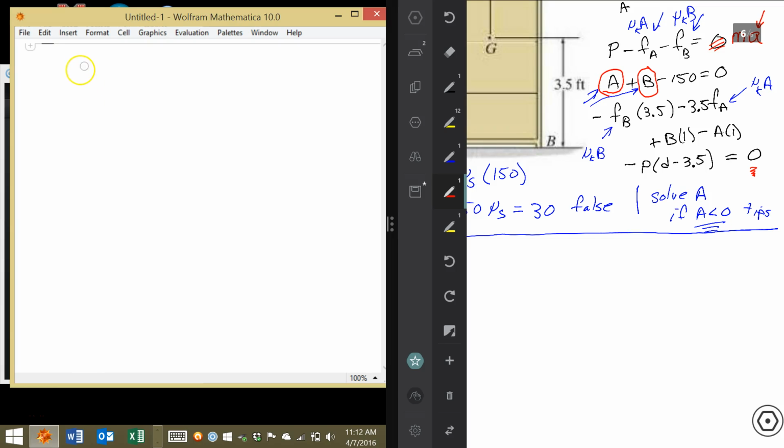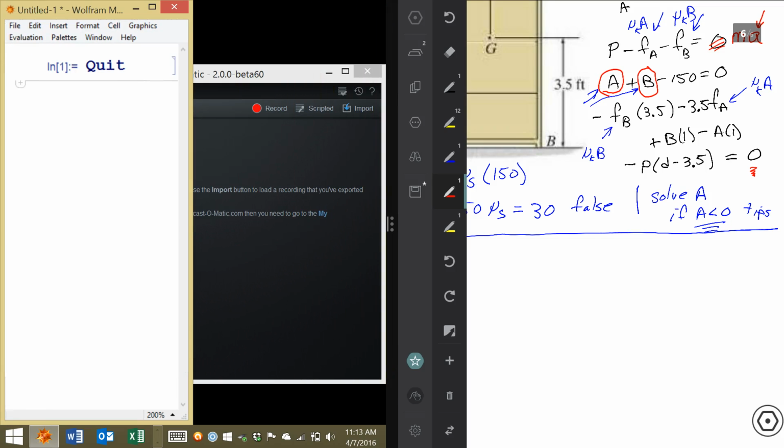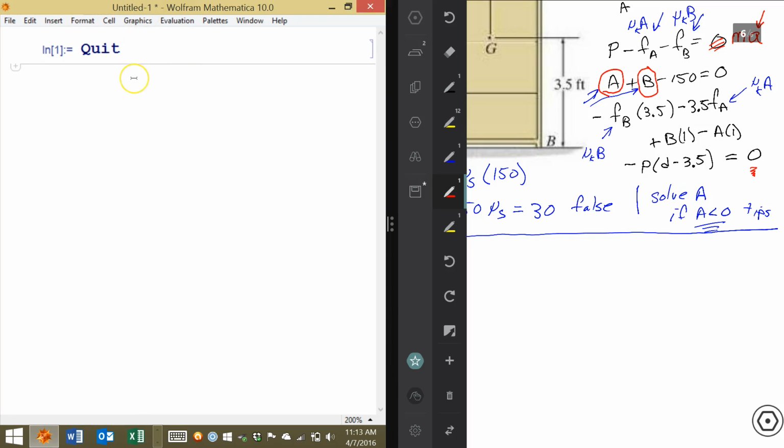Okay, so hopefully everything still is being recorded. I'm doing a Mathematica, so I like to quit. Let me see if I can zoom in a little bit so it's easier to see. Maybe I can make this window a little bigger. There we go. All right, so I'm going to type in the equations that you hopefully can see on the right-hand side.